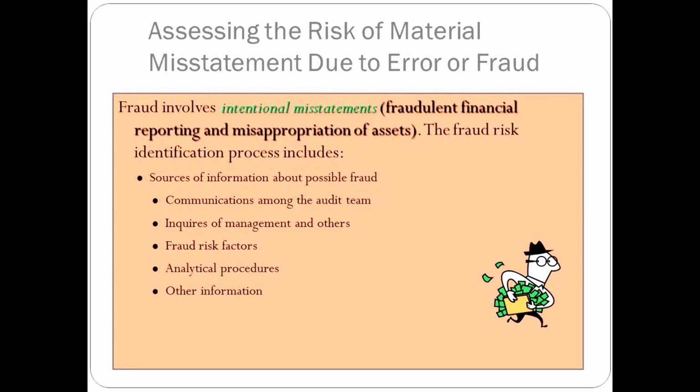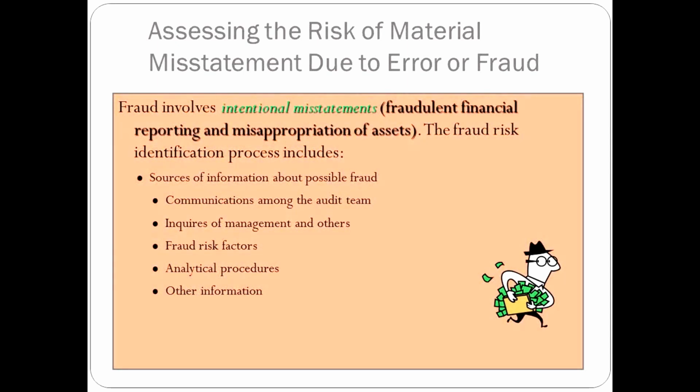So fraud involves intentional misstatements. The fraud risk identification process includes communications amongst the audit team. So for example, SAS 99 requires that the entire audit team get together and brainstorm, based on everyone's respective knowledge of the company, where there might be a high risk of fraud, right? What accounts, what areas, what factors drive that? And the importance there is because you are an audit team, you're doing one part of it, someone else is doing another part of it. The goal here is to share information, because the more information you have, you get a better, more complete picture.